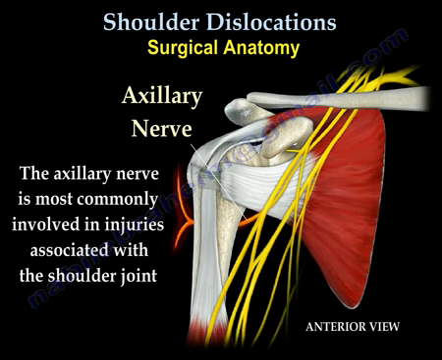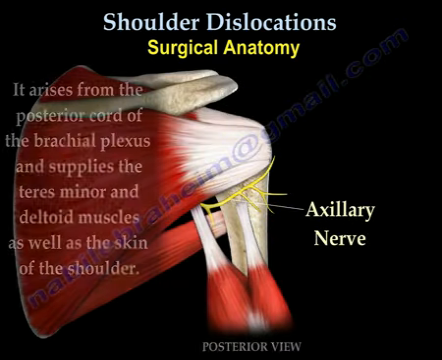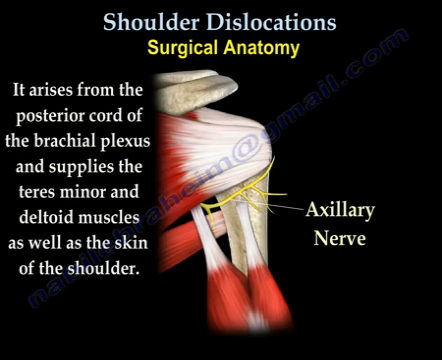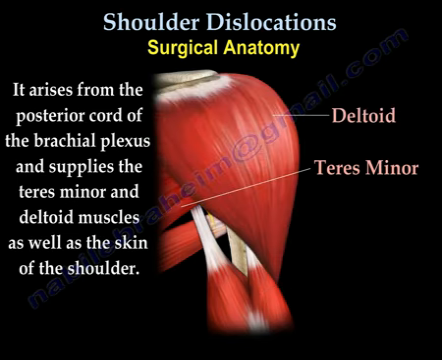The axillary nerve is the nerve that's commonly injured in shoulder dislocations. It arises from the posterior cord and supplies the teres minor and deltoid muscle and the skin over the shoulder area.